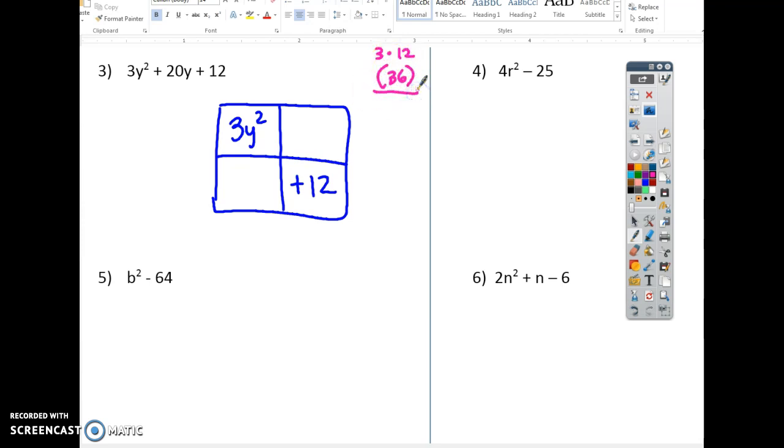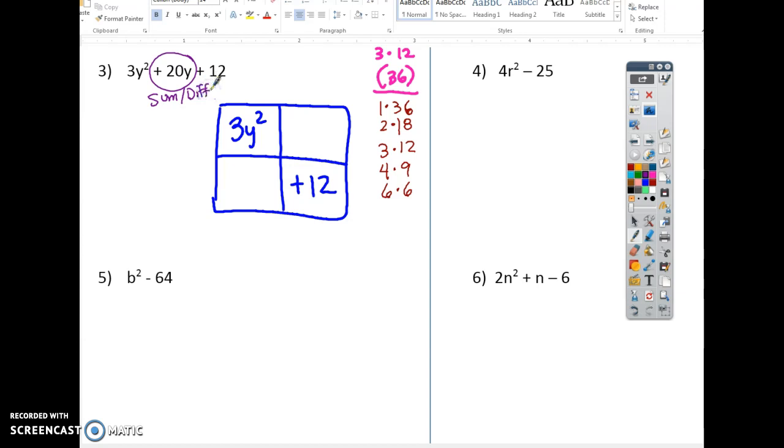So the factors of 36. I have 1 times 36. 2 times 18 would be a factor. 3 times 12 gives you 36. 4 times 9, and 6 times 6. And we've done 36 a lot of times, so you should already know those factors. From these factors, which one gives you a sum or a difference of 20?